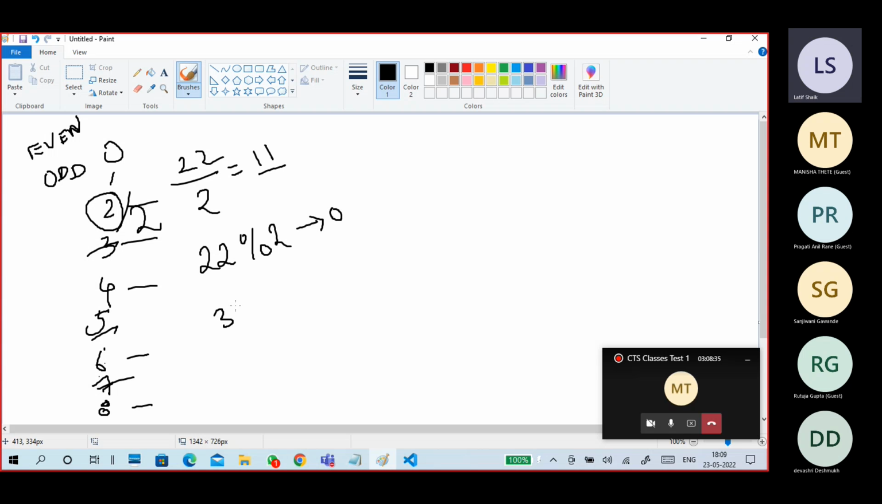For example, you take 134 percentage 2. Whatever the result is, the remainder is always 0. So this is one point: it is an even number. Next, even numbers are not prime numbers. An even number cannot be a prime number except 2. 2 is a prime number, but no other even number is a prime number.